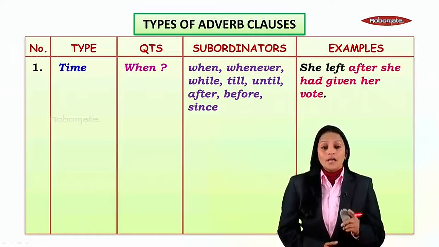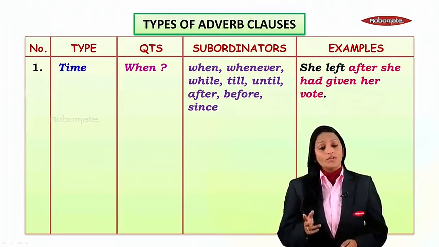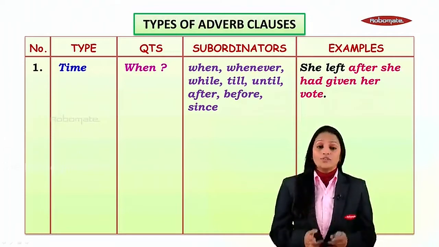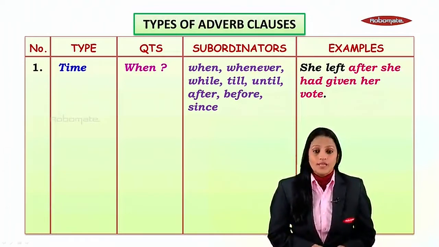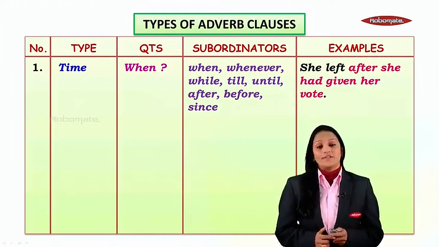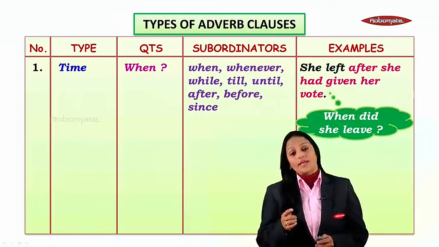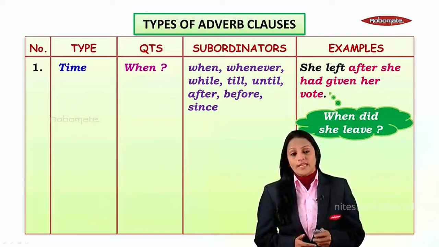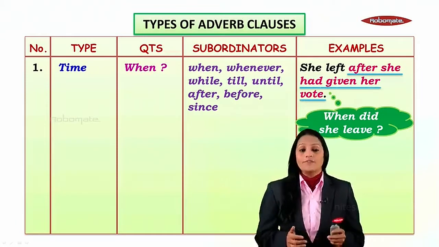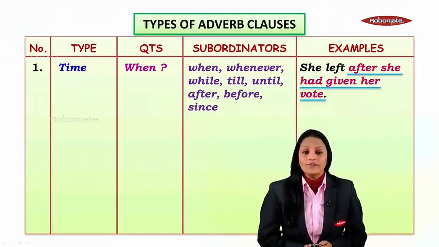Now students, here we are not going to go into details of how to identify the main clause and subordinate clause. We've done that earlier. So assuming you know that, here we have after she had given her vote as the subordinate clause and she left as the main clause. Now we have to ask a question in such a way that we get the answer as the subordinate clause. So what's the question? When did she leave? Of course the answer is after she had given her vote. Therefore what is it? It is adverb clause of time.